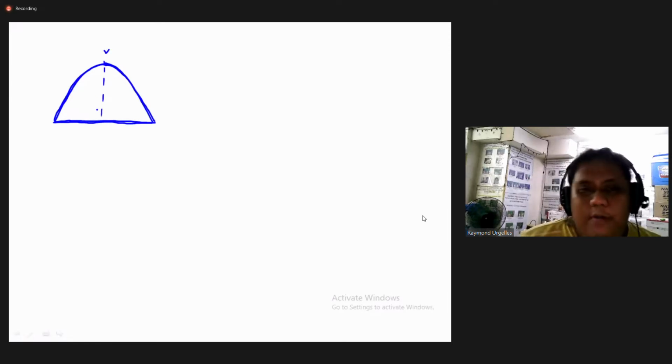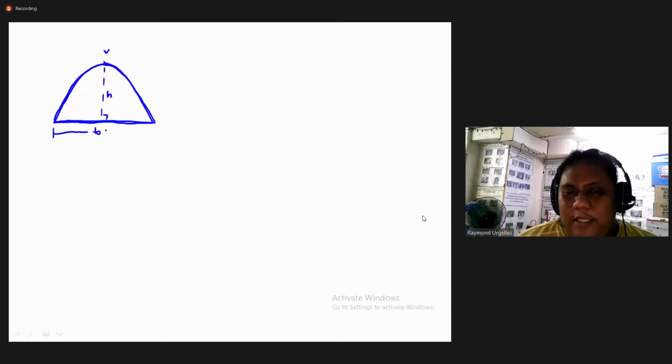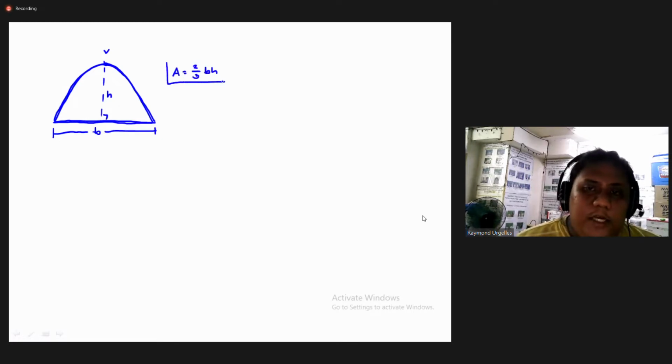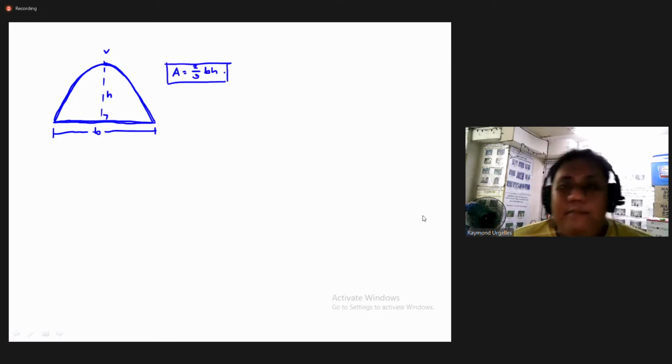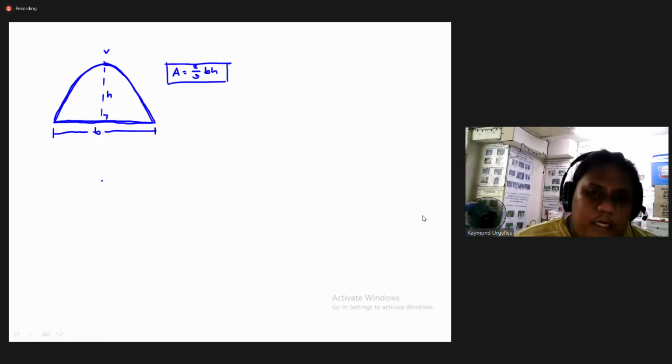When we are given a parabolic segment, this is the height of the parabola. This is the base of the parabola. So remember this direct formula. The area is given by 2/3 base times height. Again, this is a direct formula for a parabolic segment. Okay? Got it? Actually, it is easy to remember.